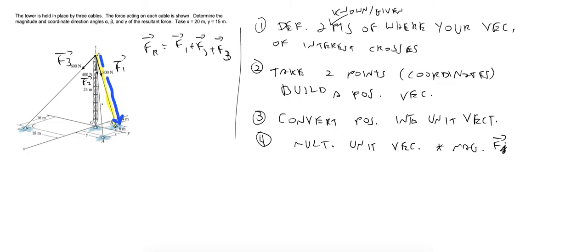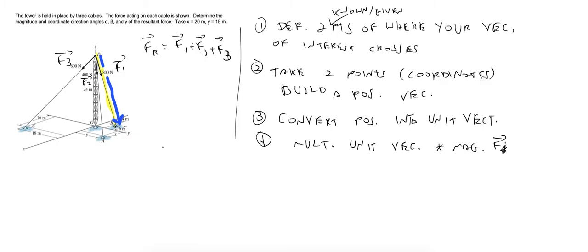Now, does that help us? Not really. Just having that won't help us, even though it defines the direction for us. The position vector defines the direction, but it defines it with the wrong magnitude. And why is it wrong? Because it's connecting B and D. So that's not very useful for us.